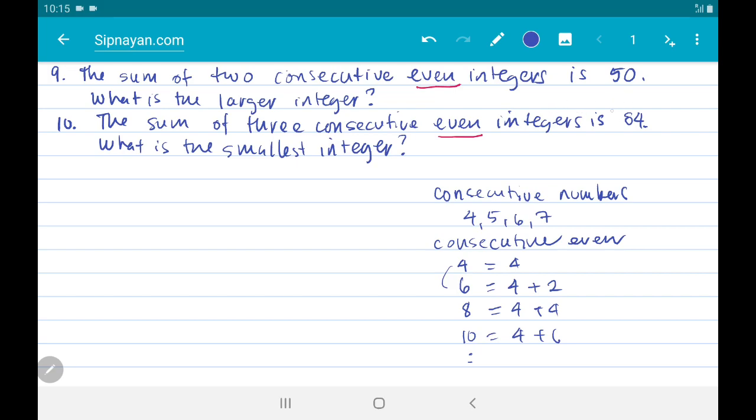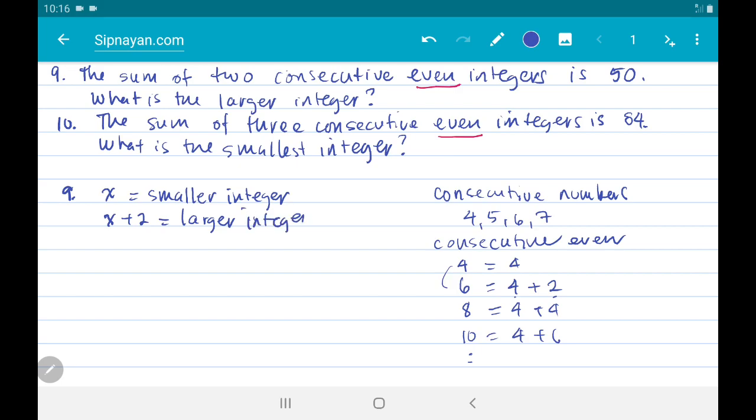So the sum of two consecutive even integers is 50. What is the larger integer? So for number 9, pag x yung ating smaller integer, ano yung susunod natin? Ano yung idadagdag natin? Pag x mo ay 4, ano susunod? X plus 2. Di ba? Nagdagdag tayong dalawa. This is the larger integer.